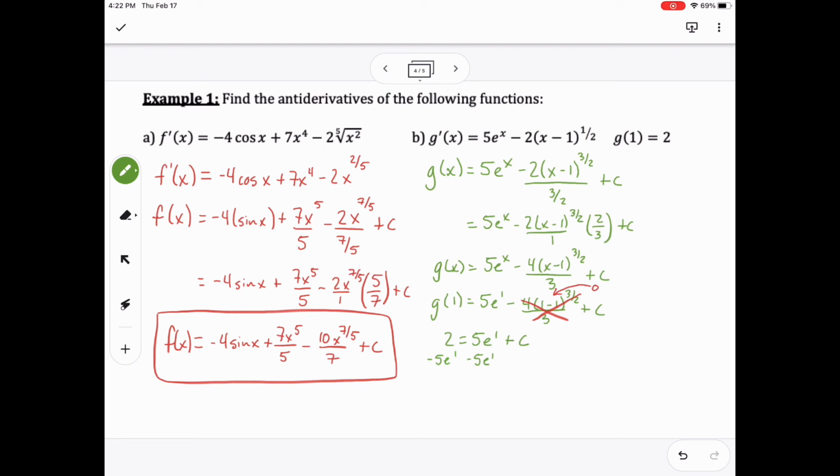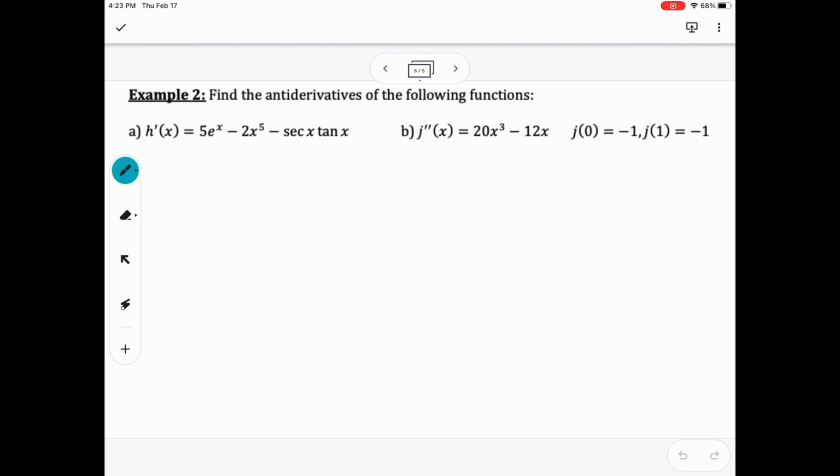And I want to solve for c, so I move the 5e to the first to the other side. And that allows me to get c is equal to 2 minus 5e to the first. Now sometimes you get expressions that you could probably put into a calculator to get a decimal, but we want the most exact. So we're going to leave it in that form. So when I put this in, I get 5e to the x minus 4 times x minus 1 to the 3/2 power divided by 3 plus 2 minus 5e to the first. And that'll be my answer.